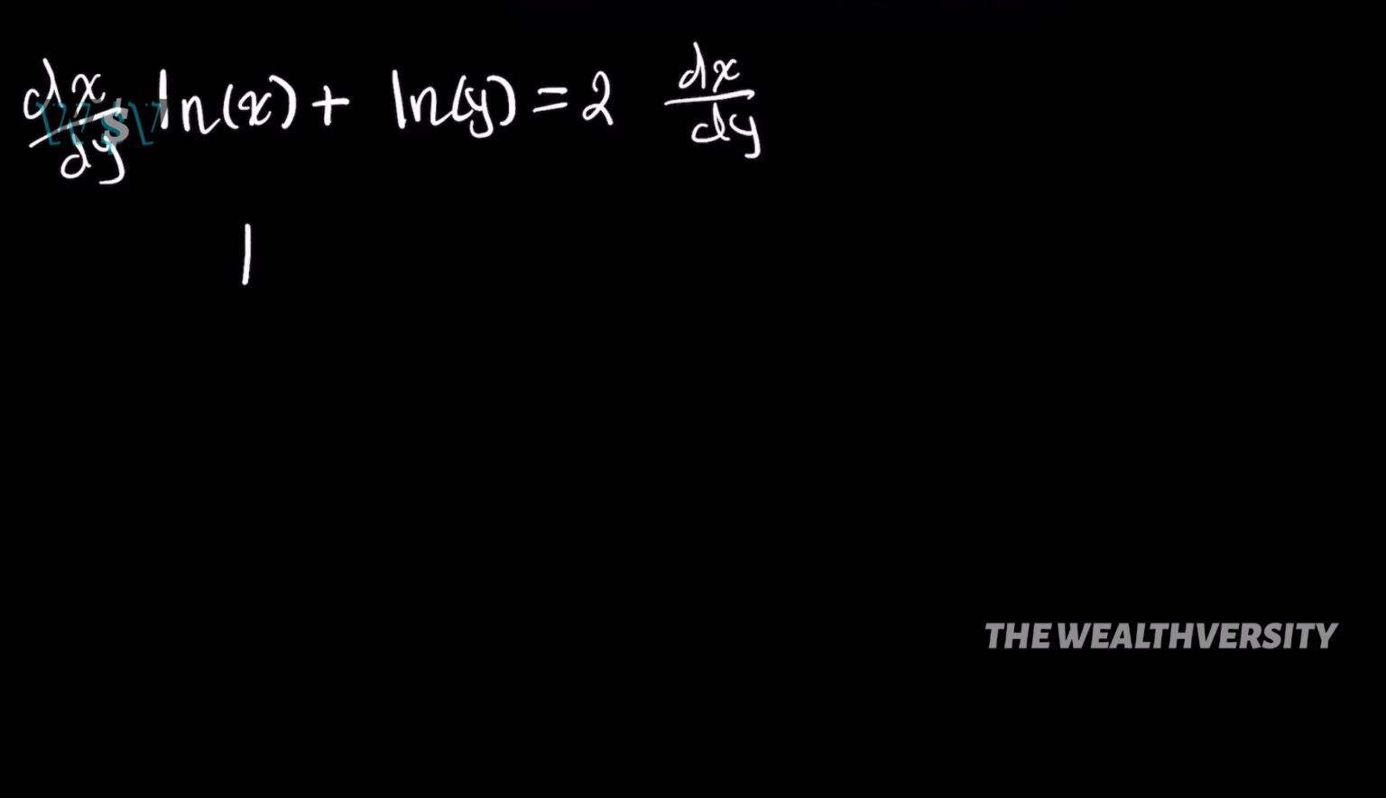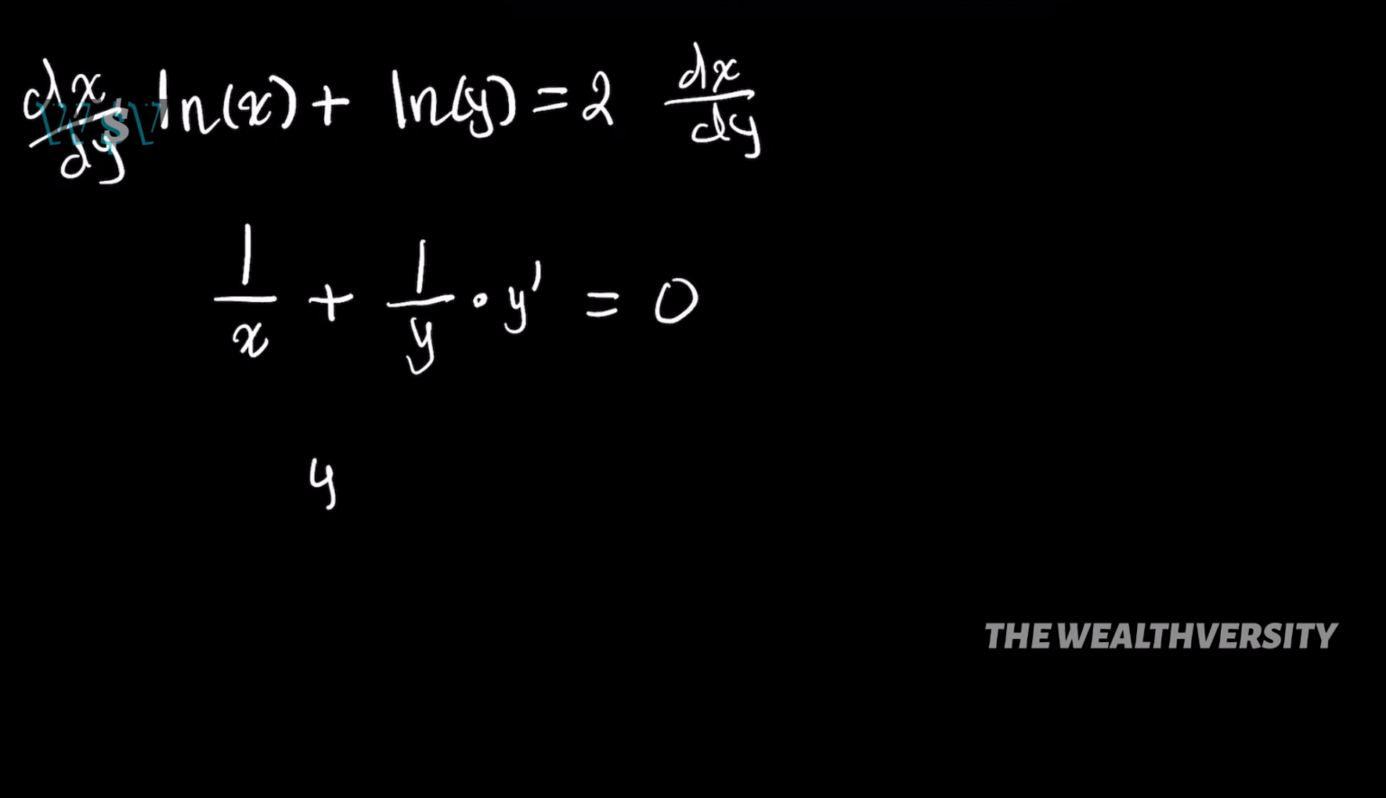We have ln x plus ln y is equal to 2. This is a simple example and we can differentiate right away. The derivative of ln x is 1 divided by x, and the derivative of ln y is 1 divided by y times y prime, which is basically y prime divided by y. The derivative of 2 is 0.